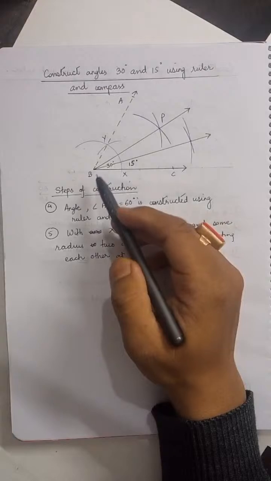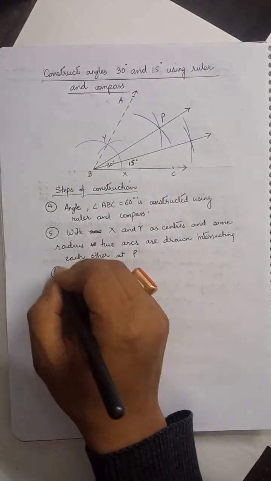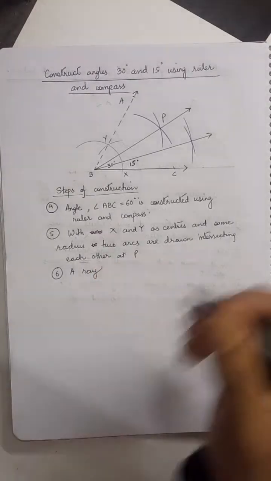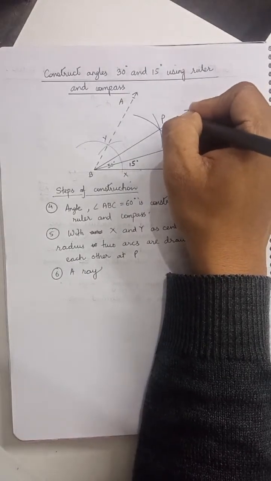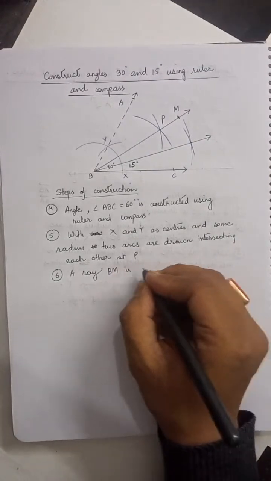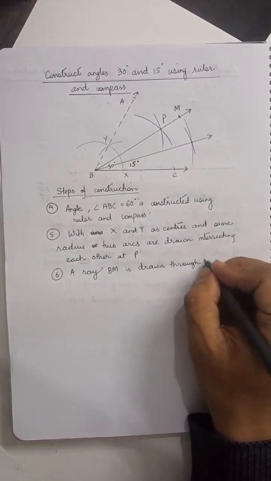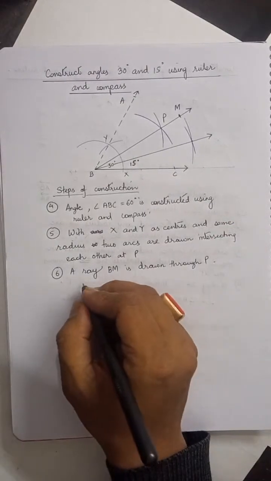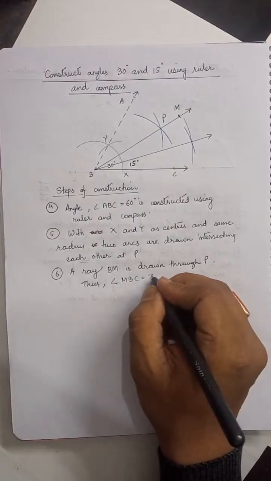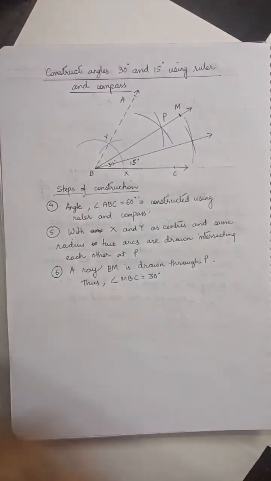Okay, and then we'll draw a ray from B and through P. A ray, let me name it M. So a ray BM is drawn through P. Thus angle MBC equals 30 degree. Correct? MBC equals 30 degree. Okay.